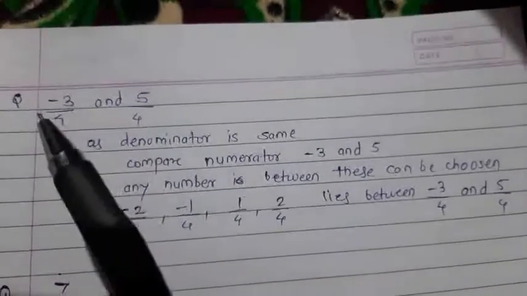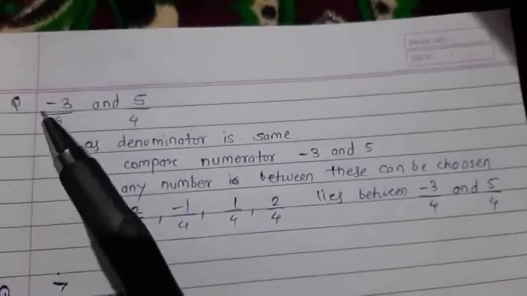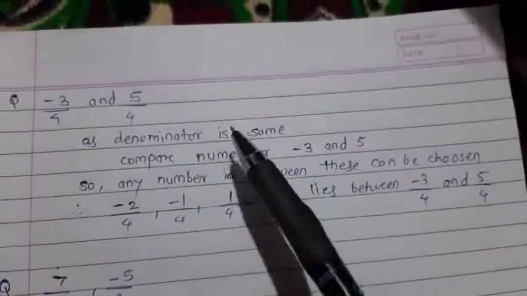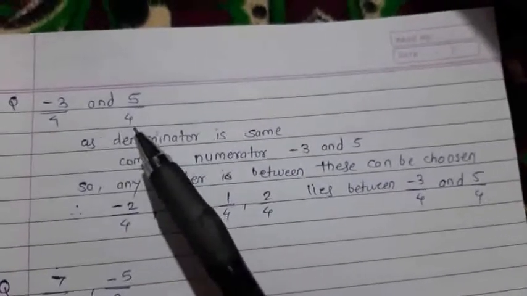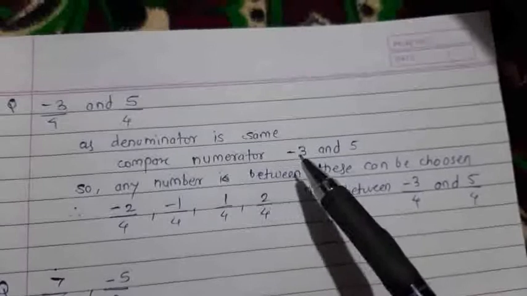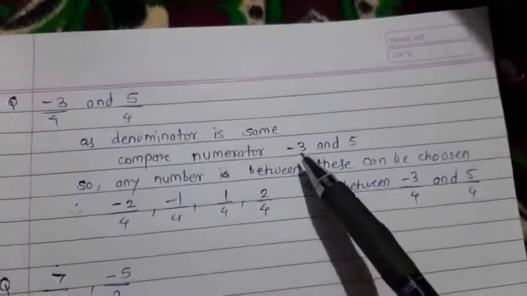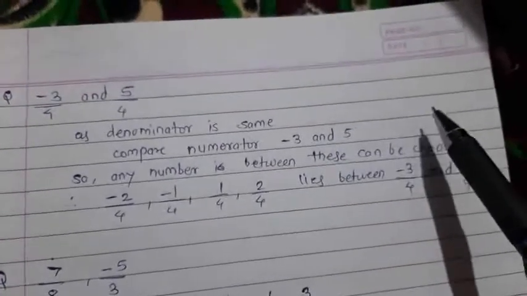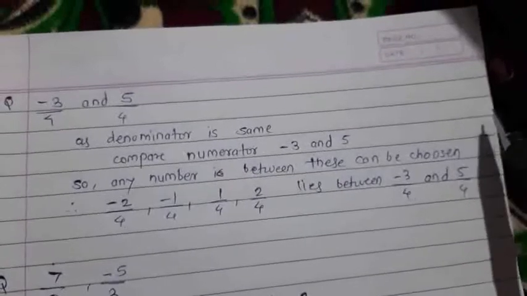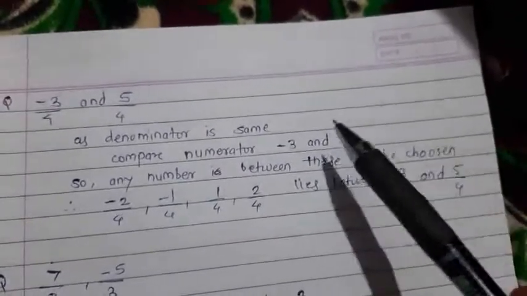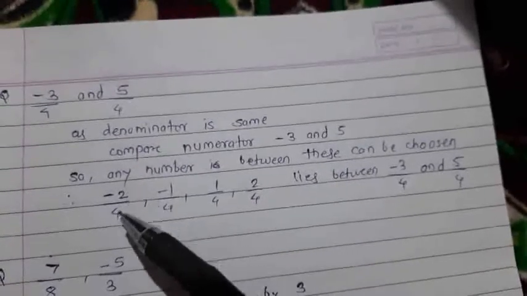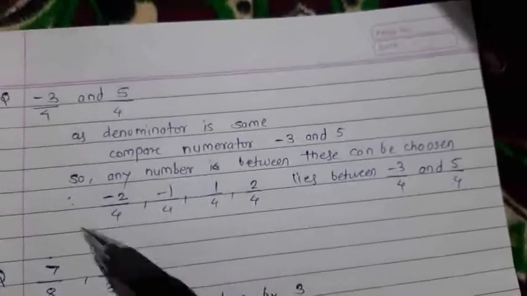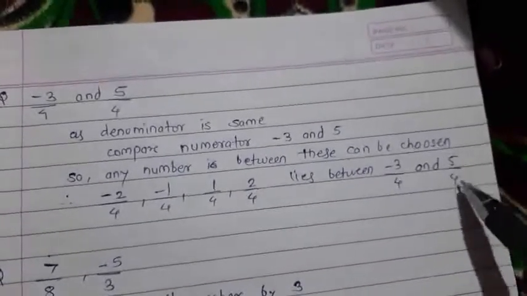Next example is minus 3 by 4 and 5 by 4. Here, if you see, the denominator is already the same. Both numbers have denominator 4. So just directly compare the numerators, minus 3 and 5. In between these two numbers there are minus 2, minus 1, 0, 1, 2, 3, 4. Out of these you can choose any number. For example, minus 2 by 4, minus 1 by 4, 1 by 4, 2 by 4. These all lie between minus 3 by 4 and 5 by 4.